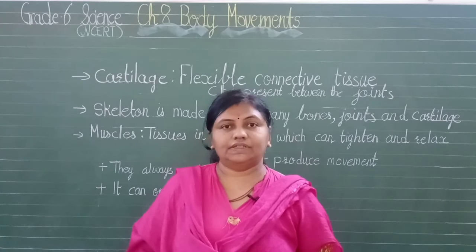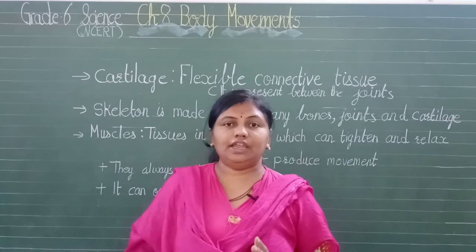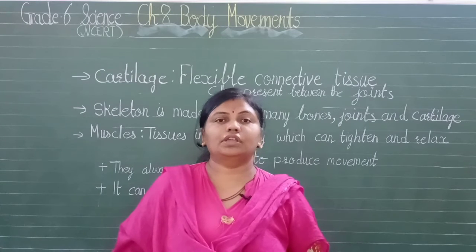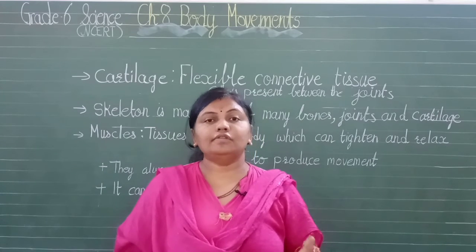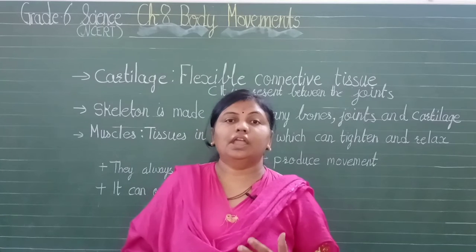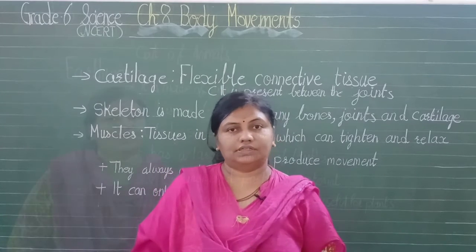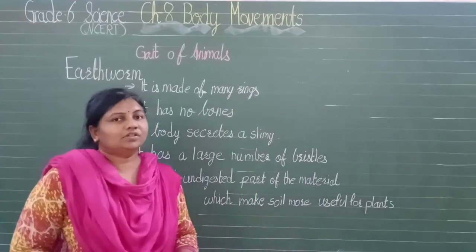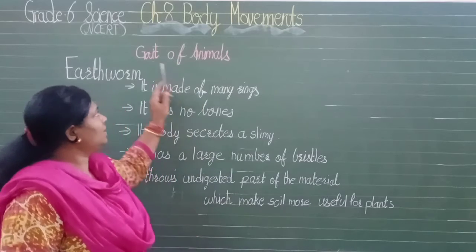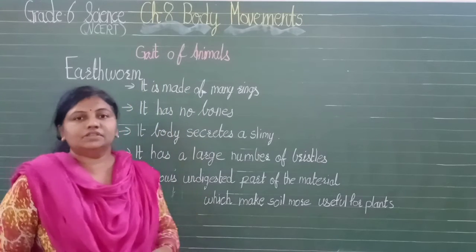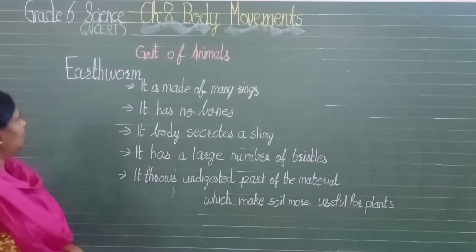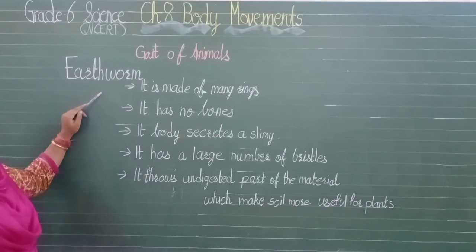Gait of animals. Gait, G-A-I-T, gait of animals means the style of walking, the pattern of walking in animals. How it is, that we will see for different examples, and how it is done, that we will see just now. So different patterns of movement in animals, that is the gait of animals, means the style of walking, isn't it? Now let us see first the earthworm.